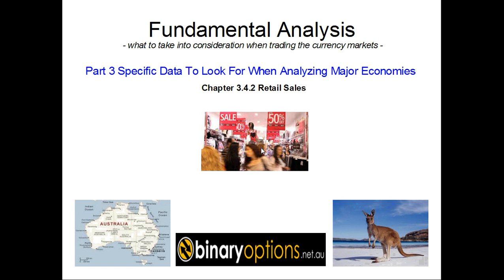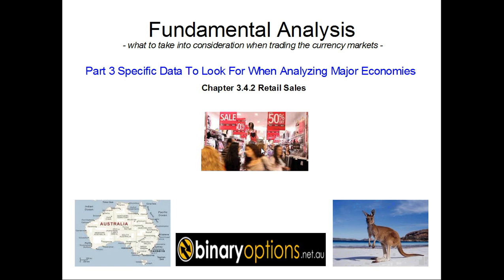The reason in doing all these economies is that by the time we end this educational series, fundamental analysis, what to take into consideration when trading the currency market, you'll have a view regarding all the indicators that move the currency markets, and the currency markets are being tradable in terms of trading the currency pairs.